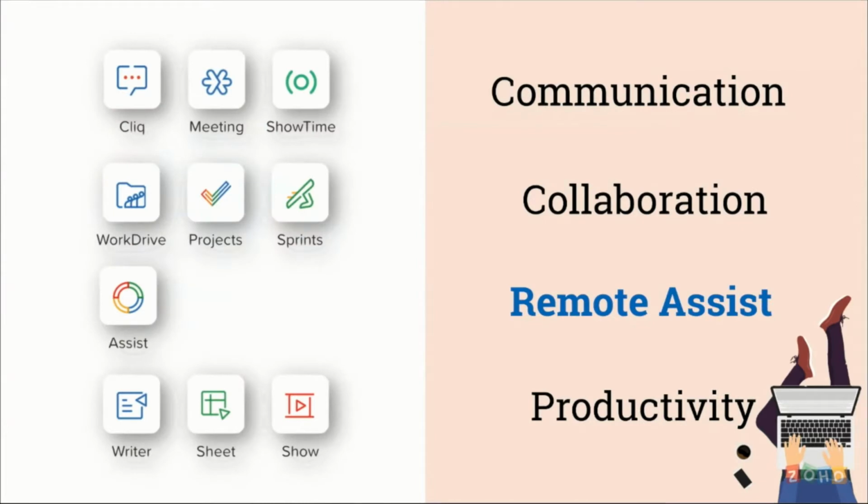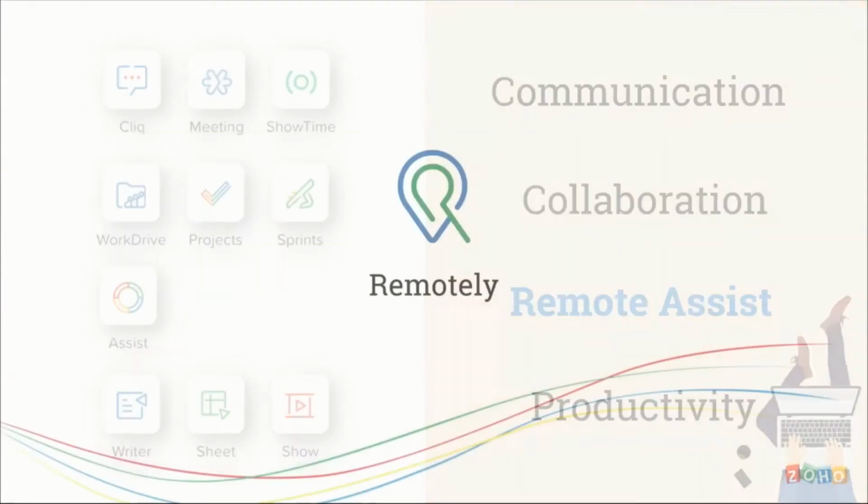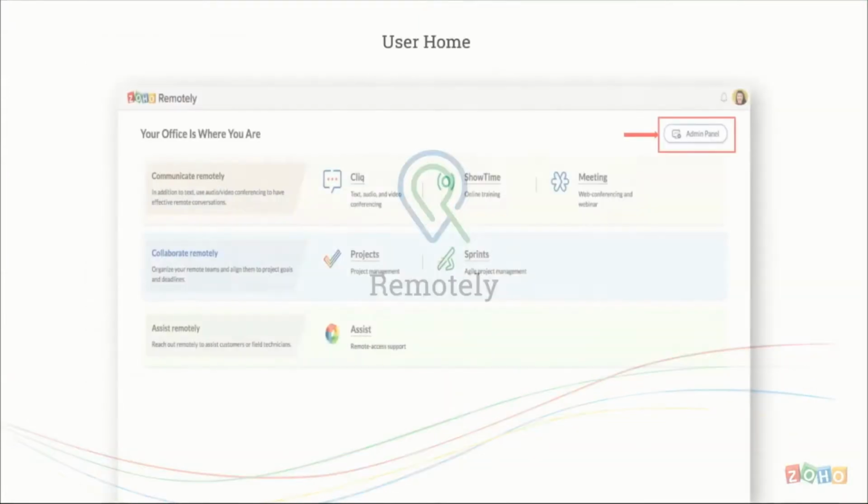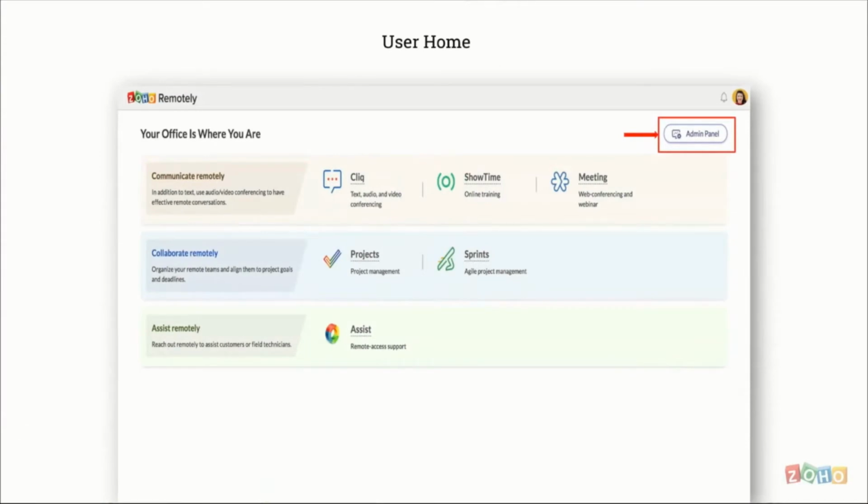Zoho Remotely's admin panel starts with the user home. The screen that you see now is what is called the user home. Applications that are added by or assigned to a user can be accessed from this user home. We haven't added all the applications. Zoho Work Drive and the productivity apps are yet to be added. The top right corner of the user home has a button that takes you to the admin panel.